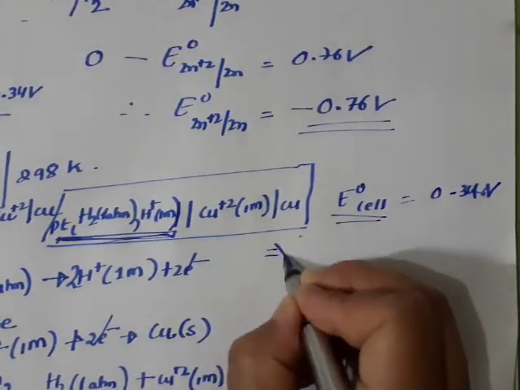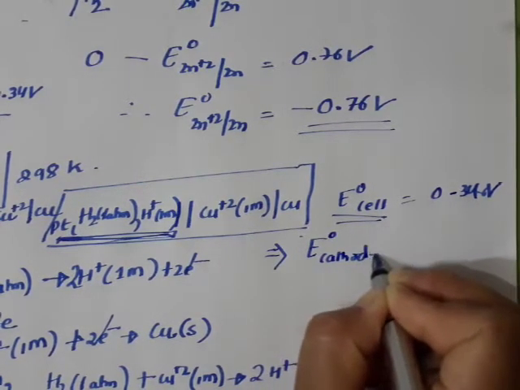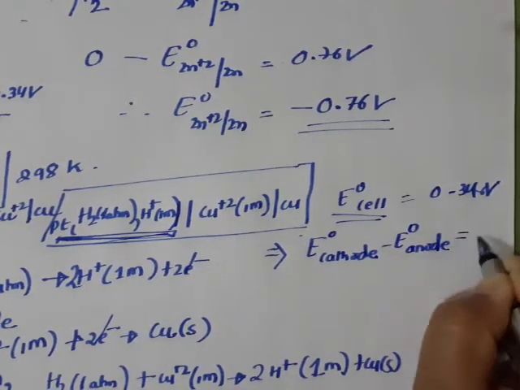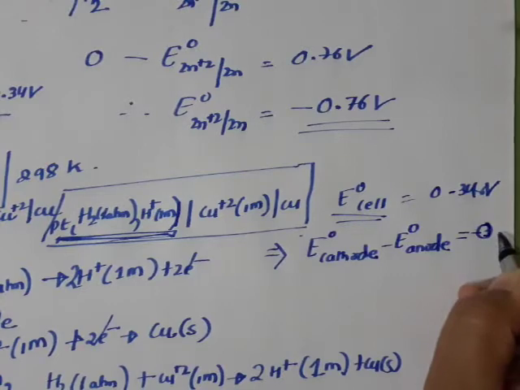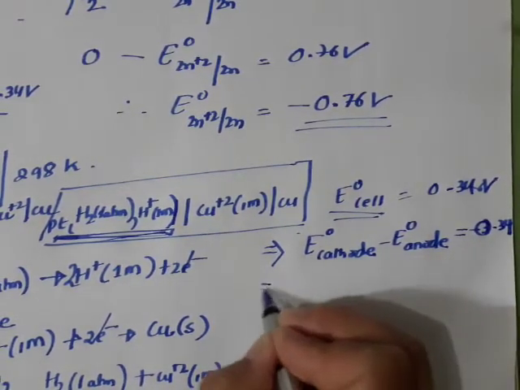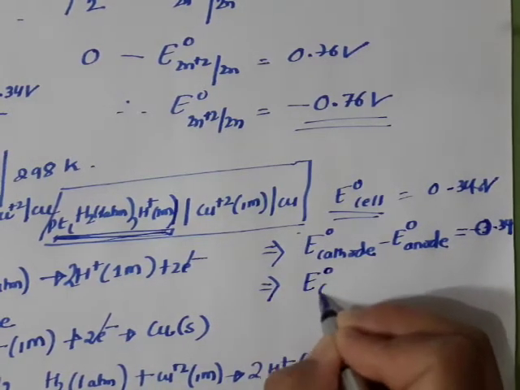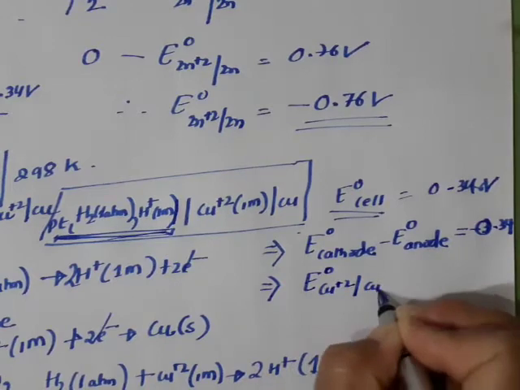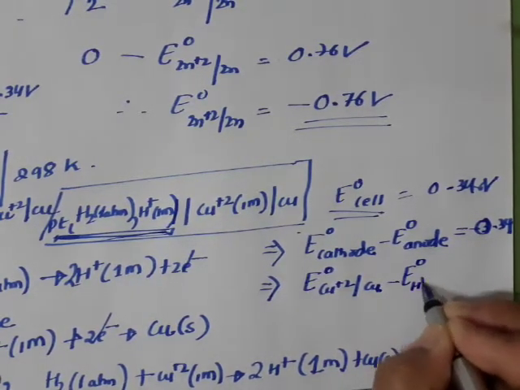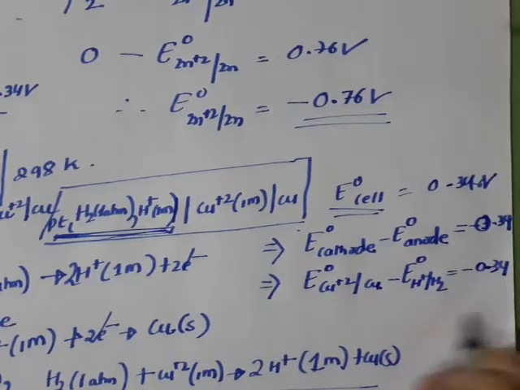Now what is E naught cell? Again, this is E naught cathode minus E naught anode, which is equal to 0.34. Now what is the cathode? The cathode is copper, Cu plus 2 to Cu, and the anode is hydrogen, H plus to H2. So this is 0.34.